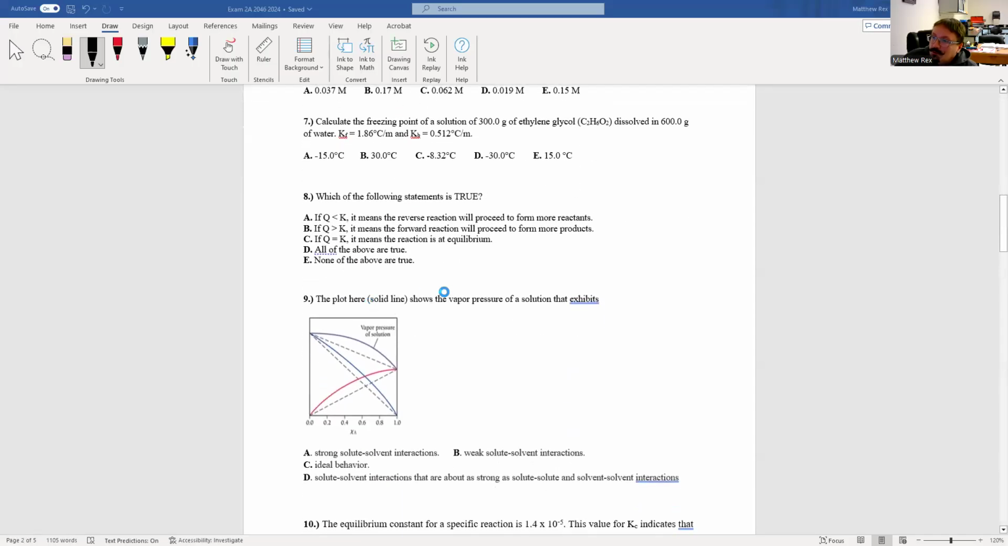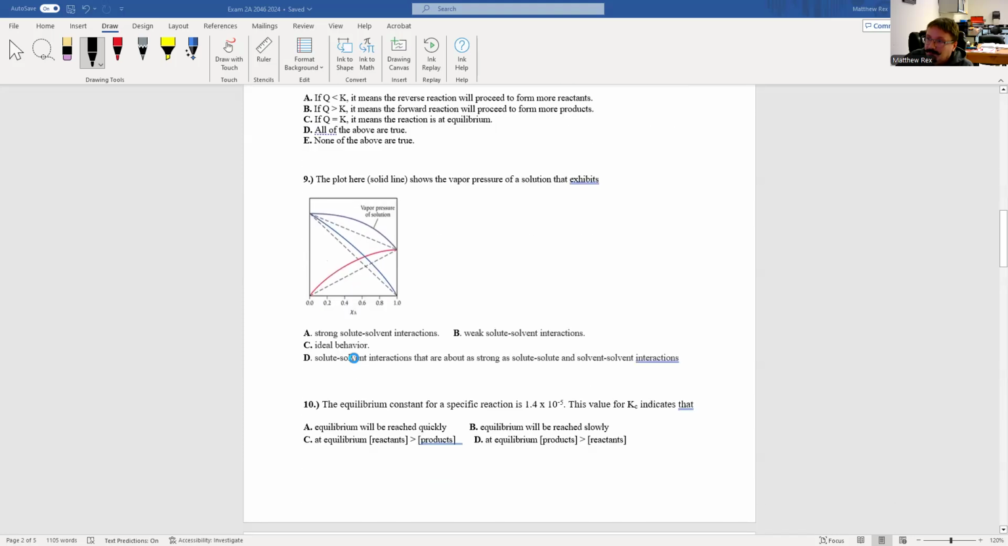Which of the following statements is true? If Q is less than K, it means the reverse reaction will proceed to form reactants. No, if Q is less than K, then we haven't reached equilibrium yet, so the reaction should still be proceeding in the forward direction greater than the reverse. If Q is greater than K, it means the forward reaction will proceed. Nope, if Q is greater than K, it means we've gone beyond equilibrium and the reverse reaction will actually happen at a greater rate. If Q is equal to K, it means we're at equilibrium. Yes, that is correct. And of course, since only one of these is correct, then neither D or E is possible.